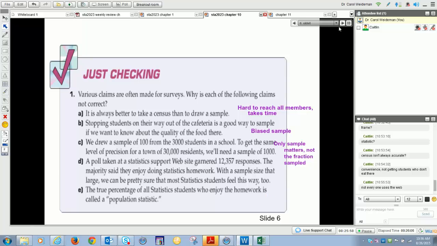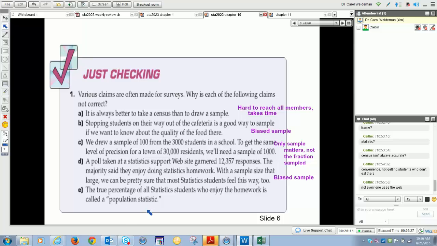Not everybody uses the website. Yeah, it's a biased sample, and you could think about it as convenience and also response bias, because obviously the people that answer that survey probably are the people more likely to enjoy doing their statistics homework. So it's a biased sample. And lastly, the true percentage of all statistics students who enjoy homework is called a population statistic.